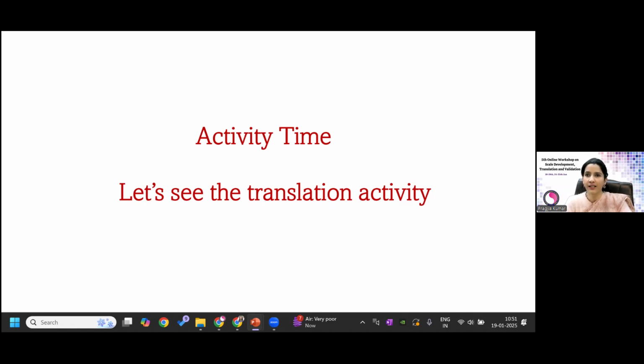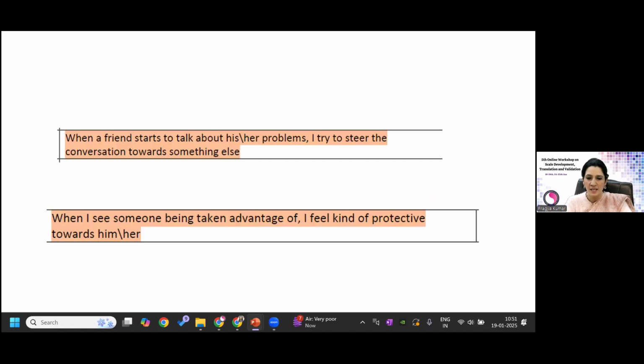So now let's see the translation activity. So this was one, I think we have given this activity. Have we shared? It is shared, and the PDF is there for them in Day 1. Okay, but look at this. So this is like one question: When a friend starts to talk about his or her problem, I try to steer the conversation towards something else. And the second is: when I see someone being taken advantage of, I feel kind of protective towards him or her. These are the two items which I have taken from the Toronto Empathy Scale.